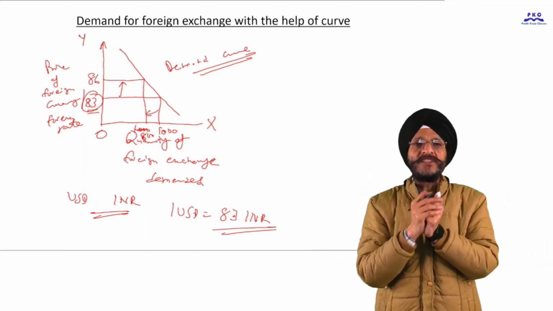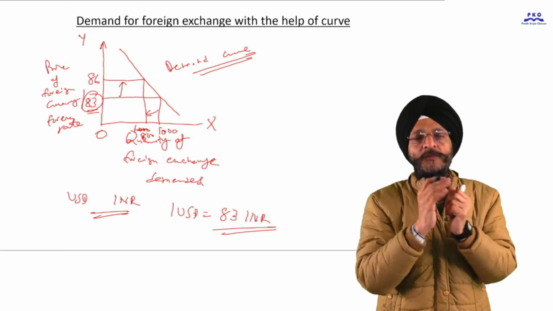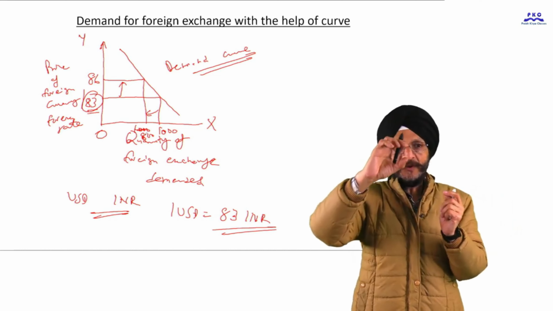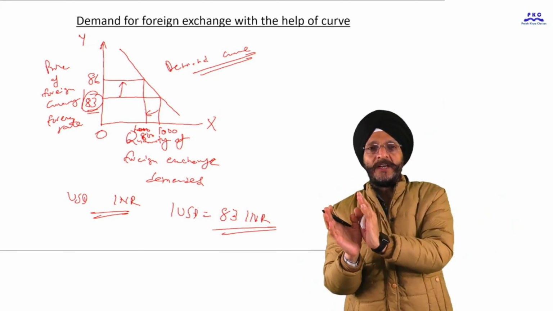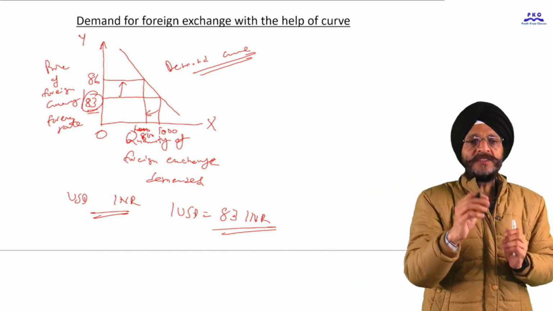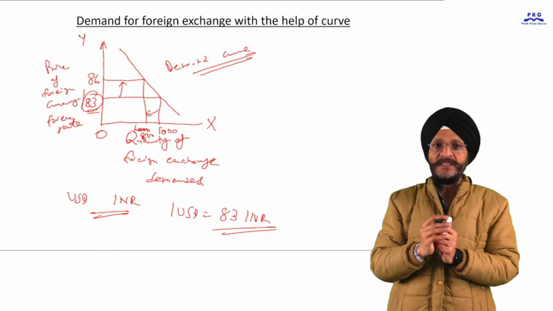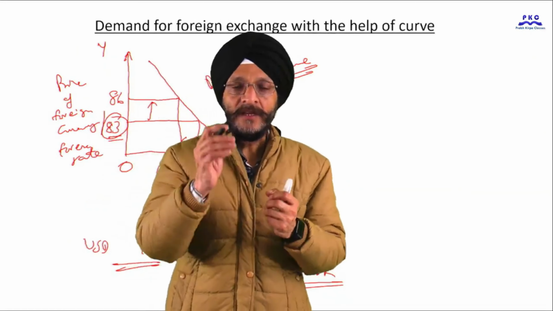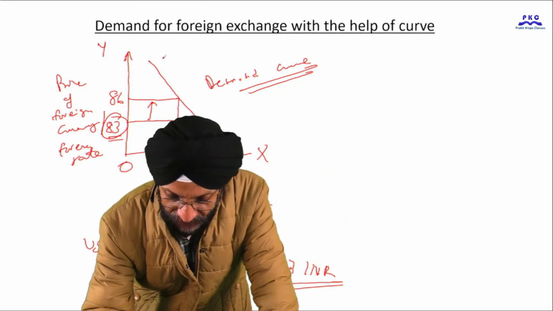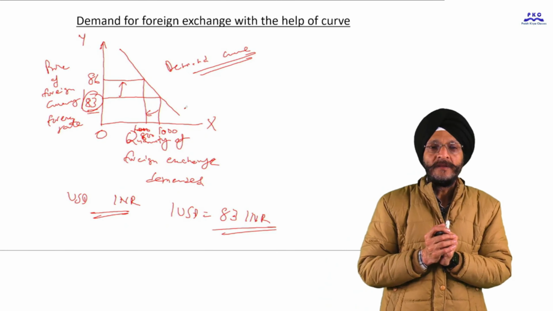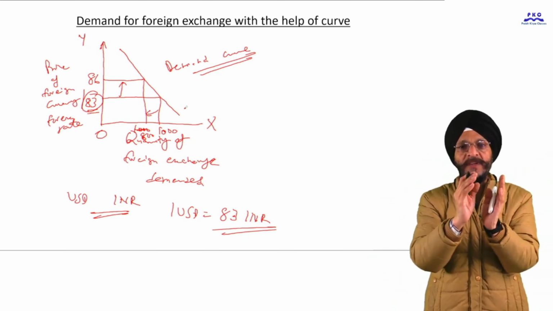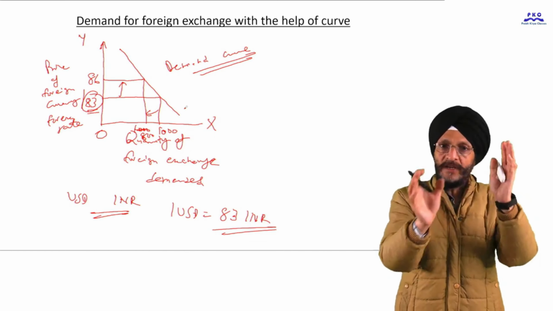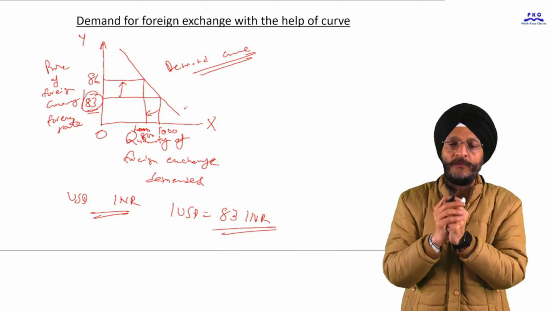So there is an inverse relationship between the price of foreign currency and quantity demanded. That is, there is an inverse relationship between the forex rate and quantity demanded. If the price of foreign currency or the forex rate increases, demand decreases, and vice versa. If the price decreases, demand for foreign currency increases. Here we have shown the demand curve in this straight line. It is very helpful in understanding the relationship between the demand and price of foreign currency.